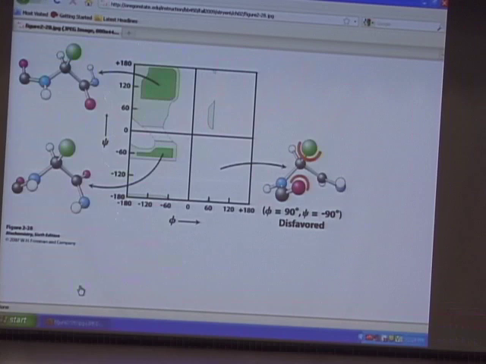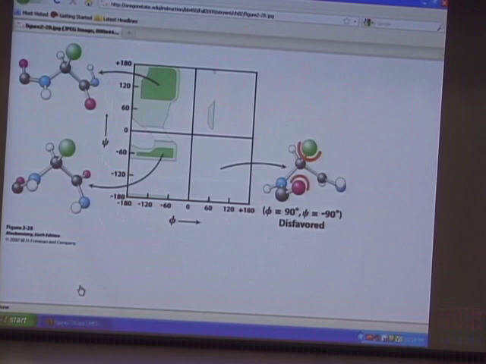A Ramachandran plot plots phi on the x-axis against psi on the y-axis. Both axes include a full 360 degrees, minus 180 to plus 180. And again, our orientation of these really isn't critical for our purposes. If we're doing biophysics, orienting everything would make a lot of sense. I'm trying to illustrate general principles here to you.